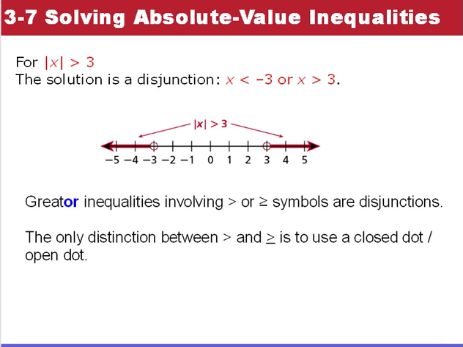This type of solution is called a disjunction. And you think of greater than with the "or" in there. And again, just like with the less than, our two symbols only differ with the closed dot and the open dot.